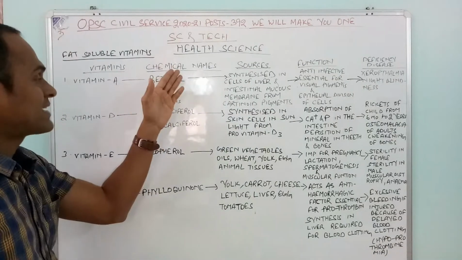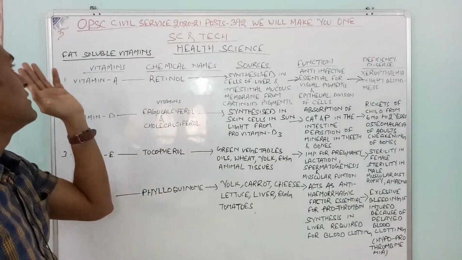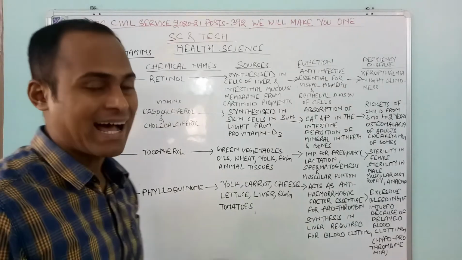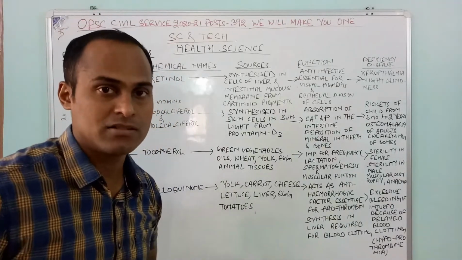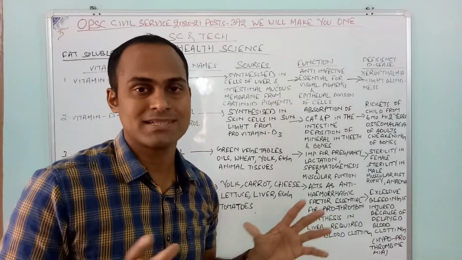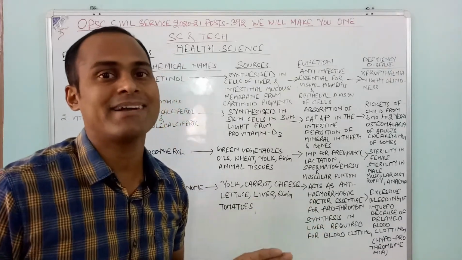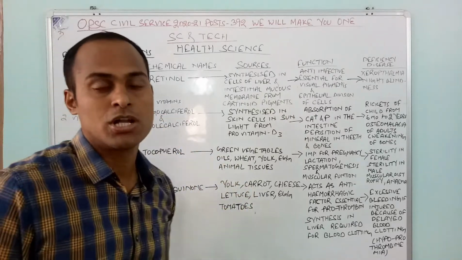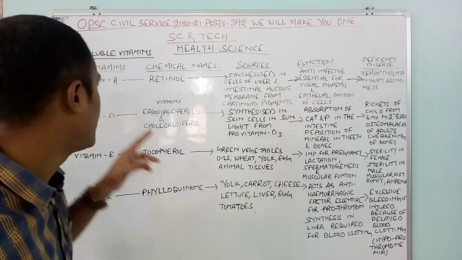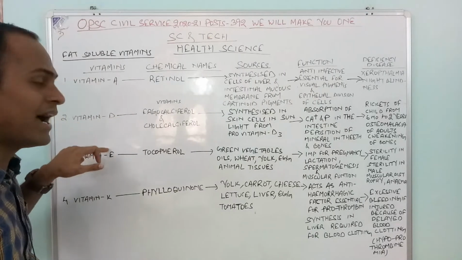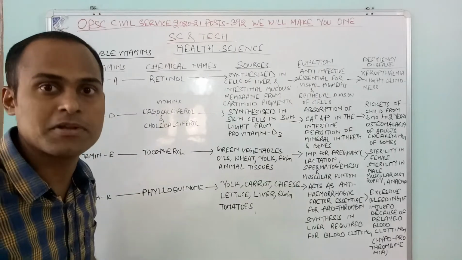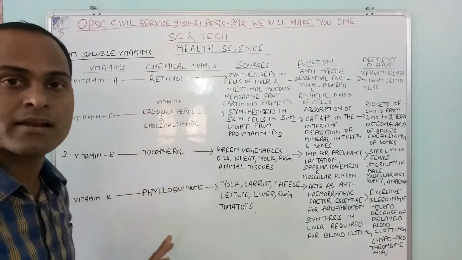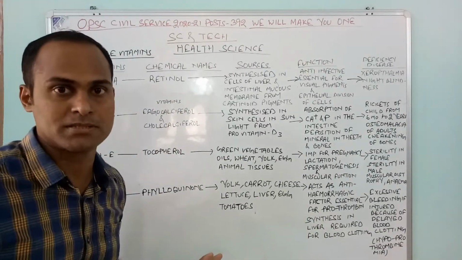So in science and technology, in health science, there are fat soluble vitamins. They can ask you a question. They will give you four options, and they may ask which vitamin is not fat soluble. They may give you A, D, E and one B1. So the answer will be B1, because A, D, E and K are fat soluble vitamins.